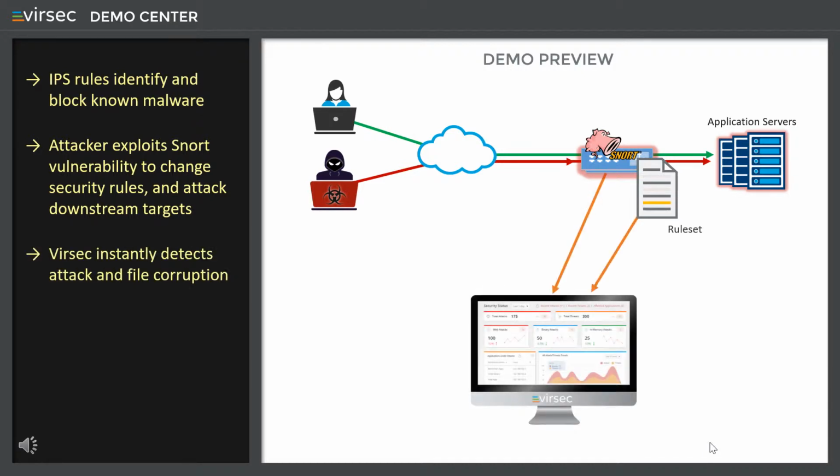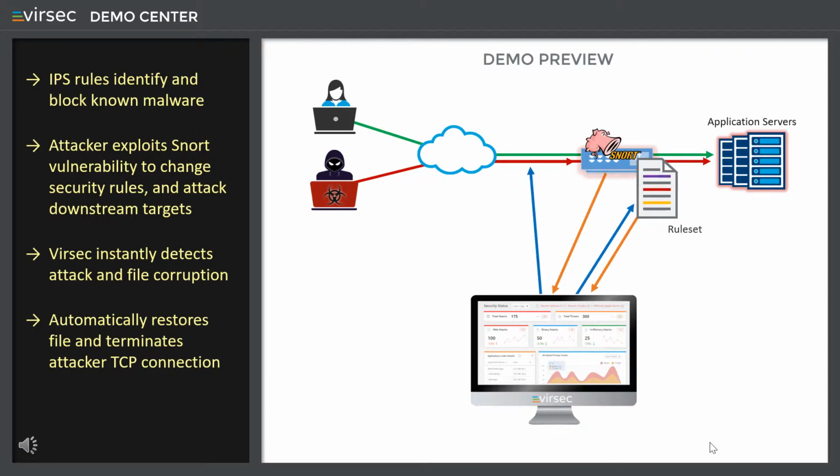The good news is that Virsec can detect this attack in real time and take multiple protection actions within milliseconds, restoring the tampered Snort rule sets and even terminating the attacker's network connection.